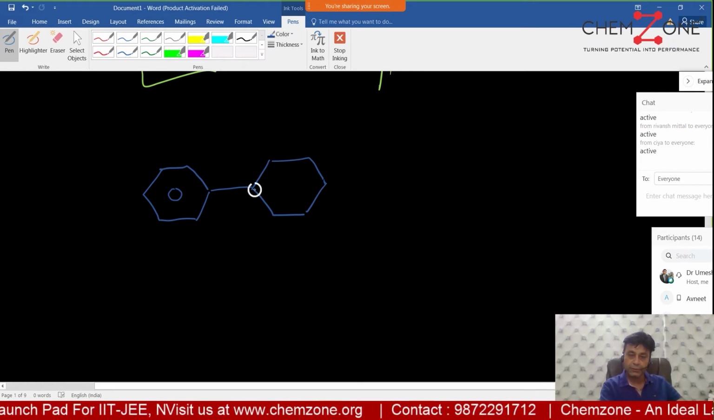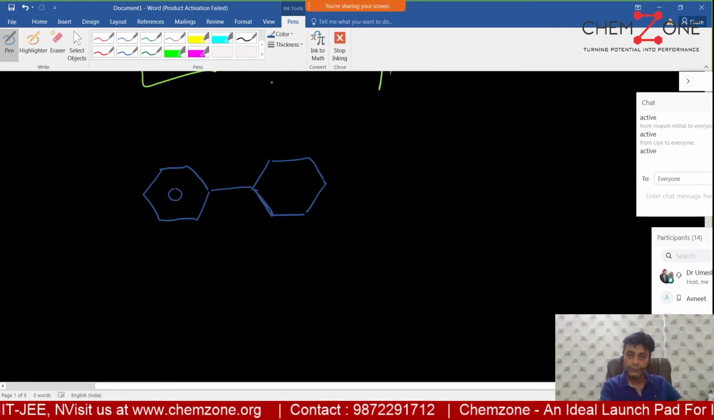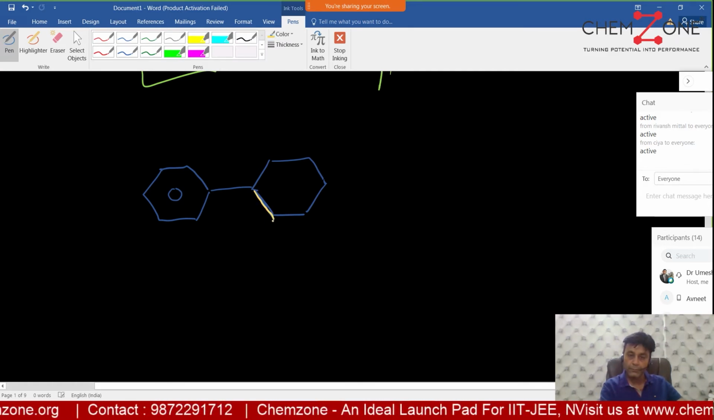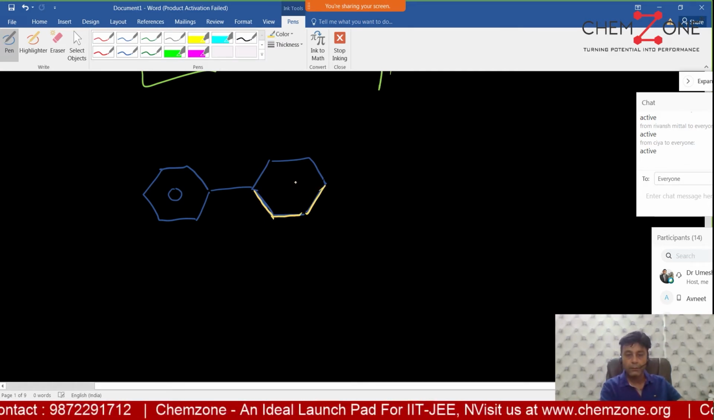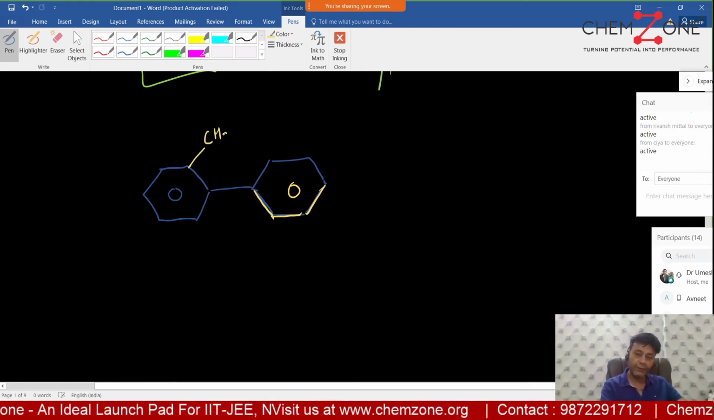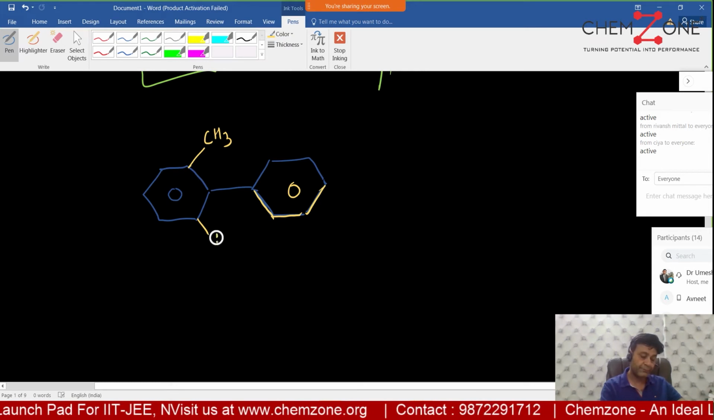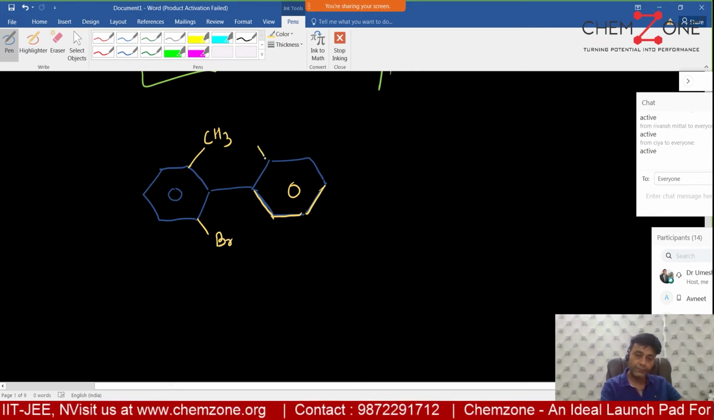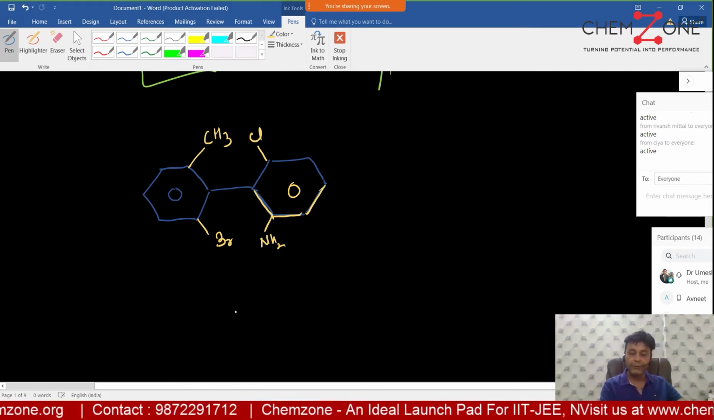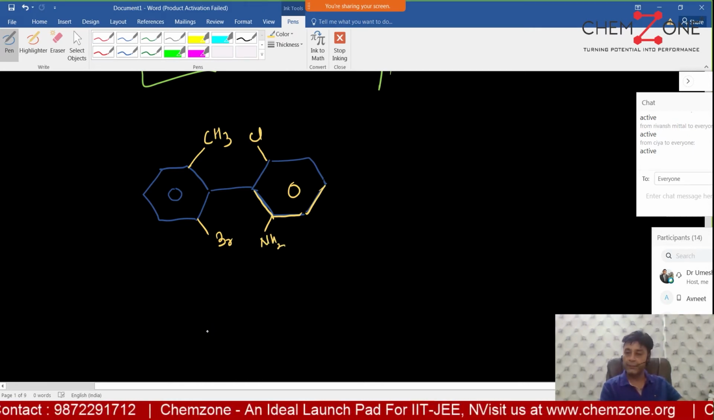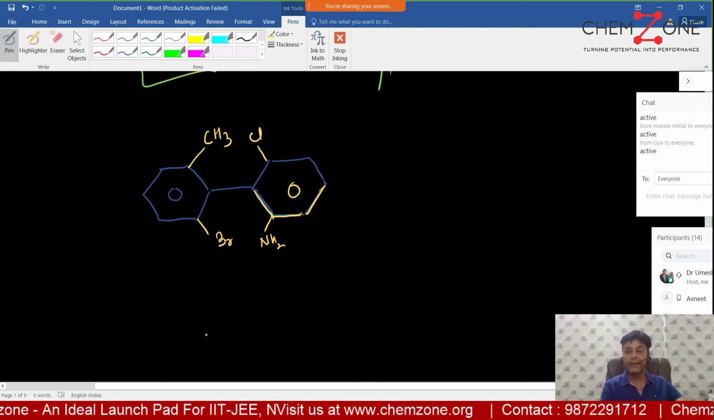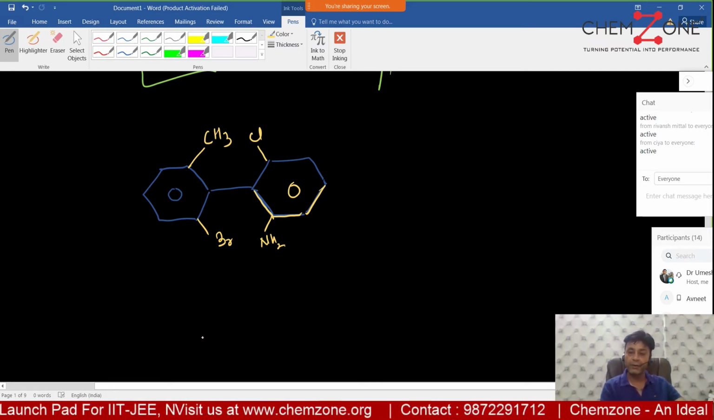This is towards the observer. And their ortho positions are substituted with four different groups of atoms: bromine here, chlorine here, and NH2 here. We do not have any chiral carbon atom. So one thing is now very clear, that chirality is not a necessary condition for a compound to be optically active.